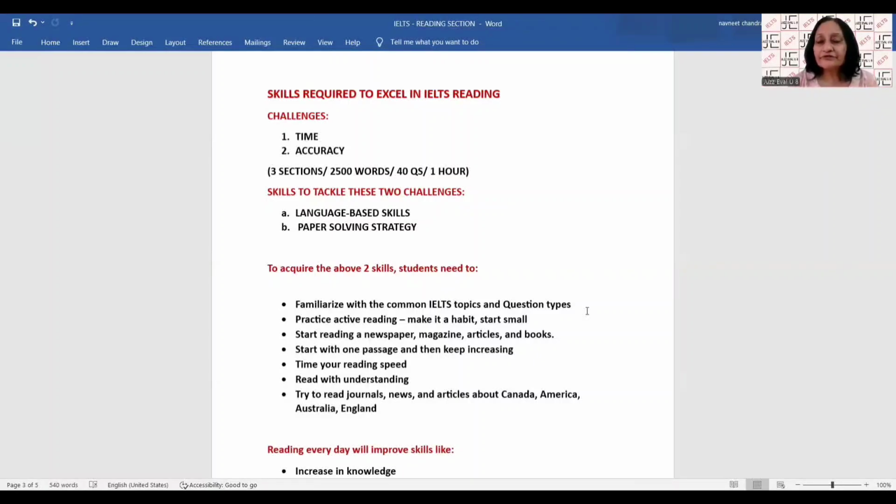You should just Google some articles from abroad, like about Canada. You should read about Australia, England, USA, read more about foreign countries, because you will get articles from foreign countries only. There will be something about America, something about England, something about Australia. So, better to get familiarized with such topics.